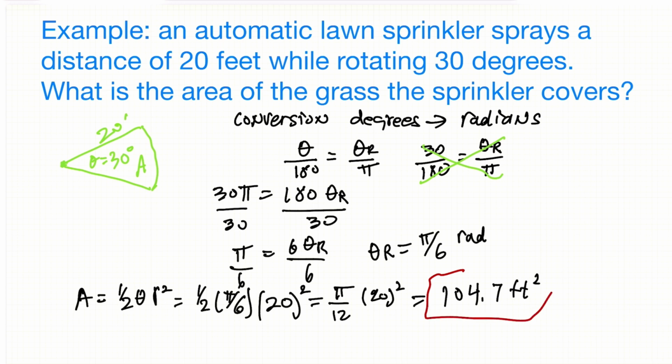So this is the area of the grass that's getting wet by the sprinkler when it has a 30-degree spread and a 20-foot reach. We get about 104, 105 square feet covered.